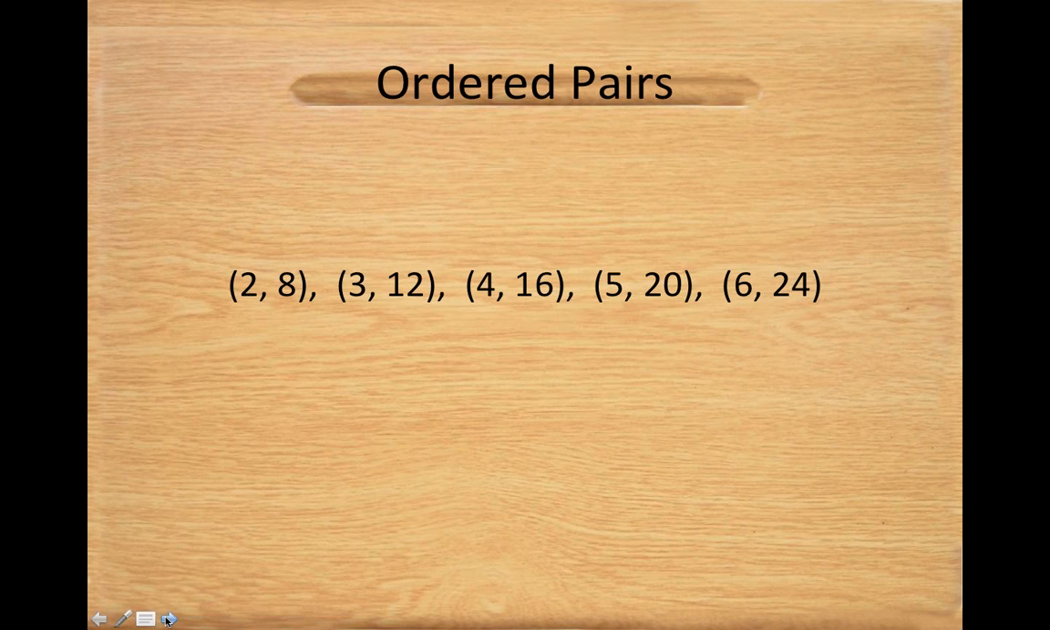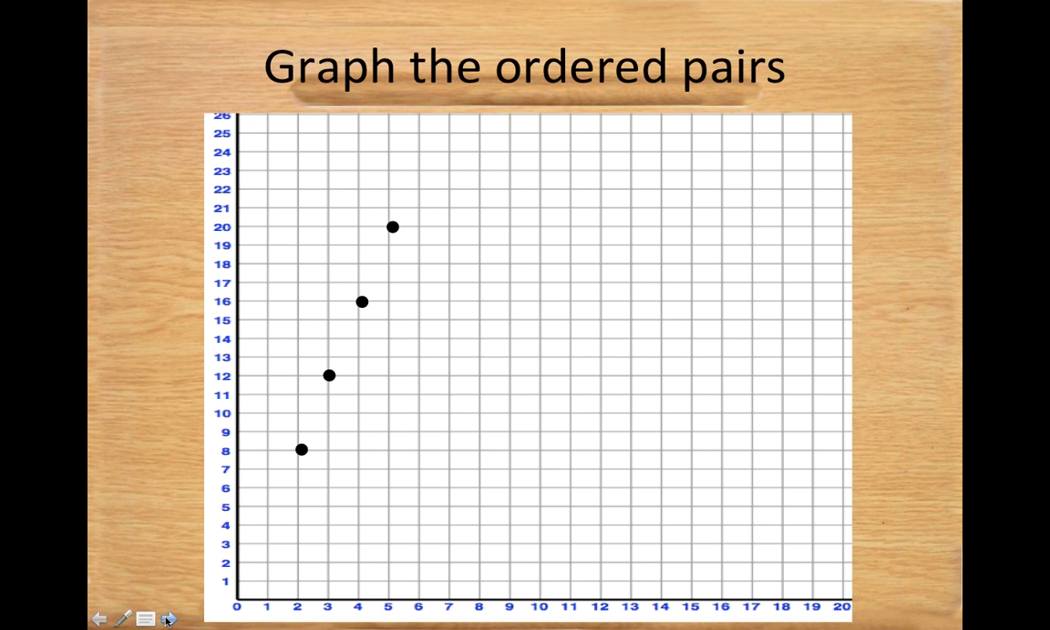Now I'm going to ask the students to graph these ordered pairs. My input, my number, is on the horizontal. My output is the vertical, so I would graph the value of 2, 8, 3, 12, 4, 16, 5, 20, 6, 24. So if I graph that, this is what I'm going to get. Here's my graph of my ordered pairs.